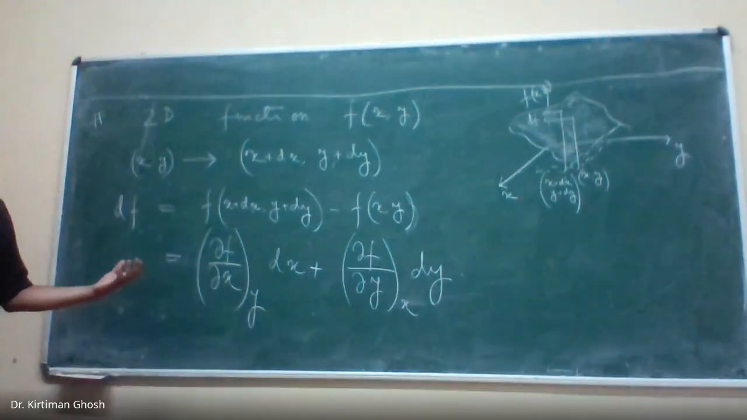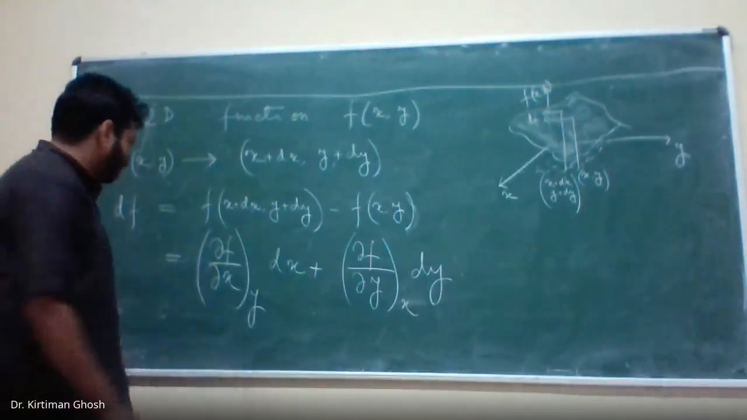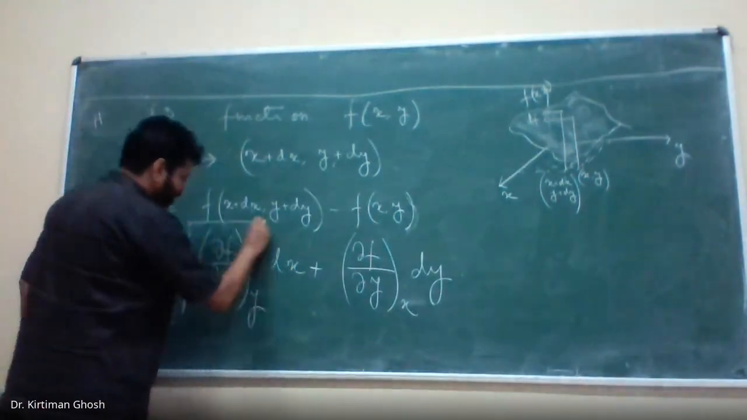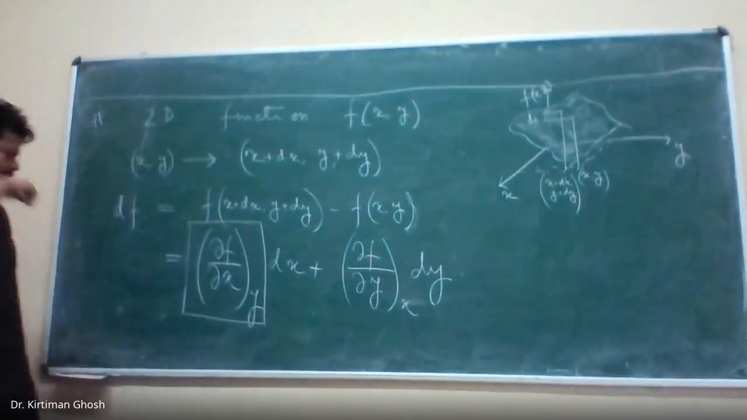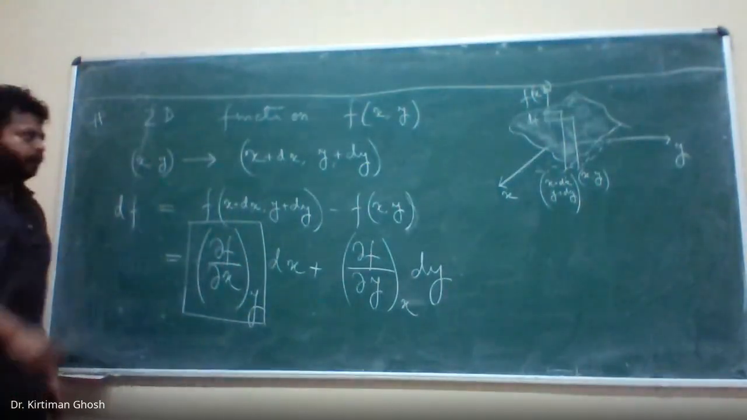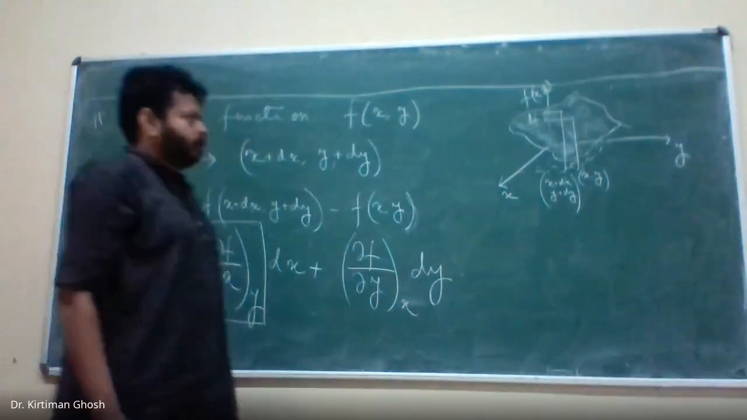So you can pictorially visualize this quantity. These partial things are sometimes a little confusing, so you need to understand this quantity carefully. So, what is this del f by del x at constant y?